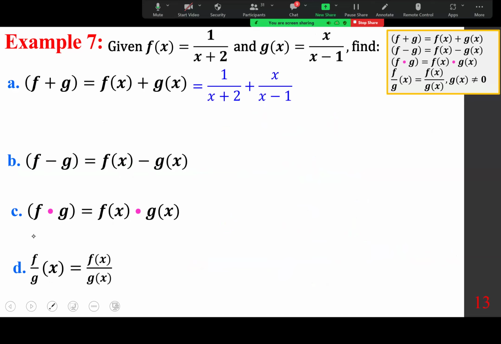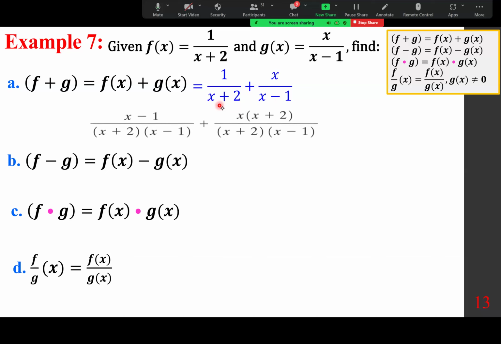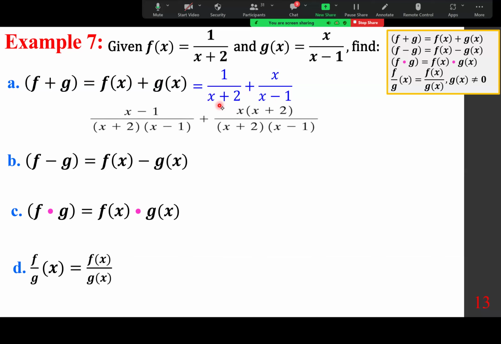Their product is the LCD. So this becomes 1 times x minus 1, and this becomes x times x plus 2. I'm assuming no one has any problem with adding fractions. So one more time, we are raising this fraction by multiplying the top and the bottom by x minus 1. So the top by x minus 1 is 1, the bottom x minus 1. This one, we are raising by x plus 2 over x plus 2.